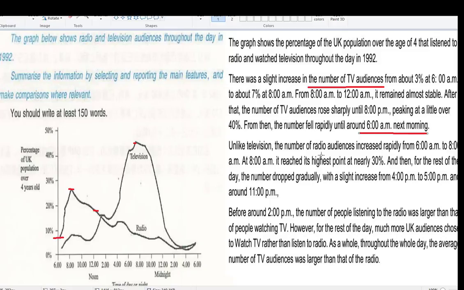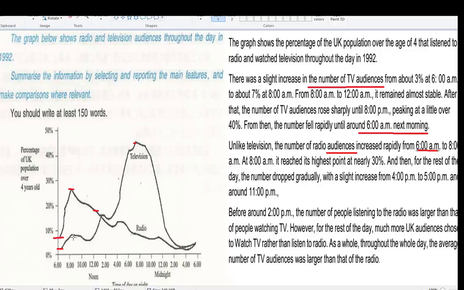"Unlike television, the number of radio audiences," again, audiences, there's only one audience for radio, "increased rapidly from 6 a.m. to 8 a.m." From what to what? What's the number? This is the 3%, I think. But they don't give us the data. "At 8 a.m. it reached its highest point at nearly 30%."